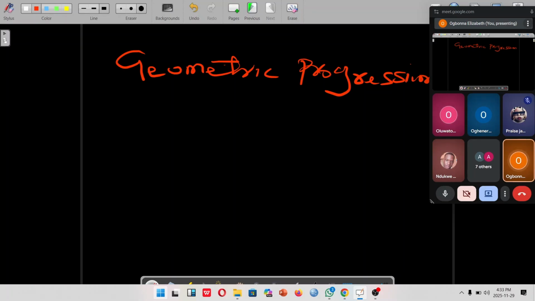So what I want us to do is to solve just like AP. Geometric progression also has its own nth term. That is what you can use to find any of the terms.